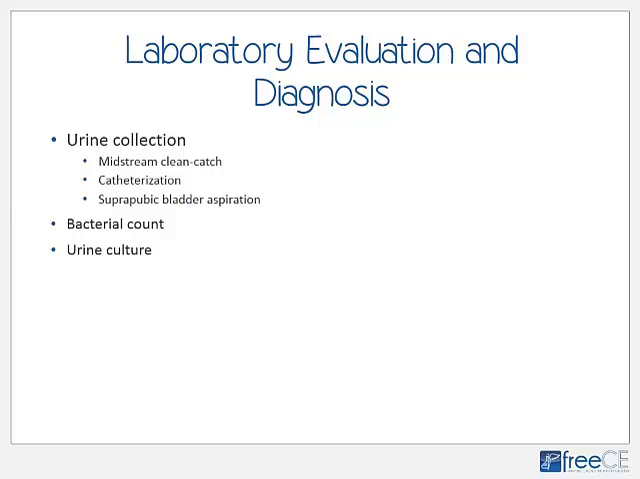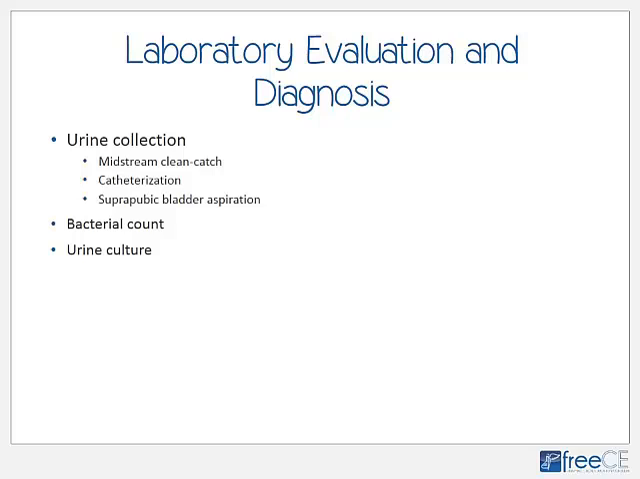So the important thing with the midstream clean catch is that prior to doing it, the person wipes off their GU region, their genital region, and that they void some urine prior to collecting the urine. We really just want to make sure that we're not getting organisms that colonize the urethra. We want to make sure we're getting the bacteria that are actually causing the infection. So those are important principles when we think about urine collection.